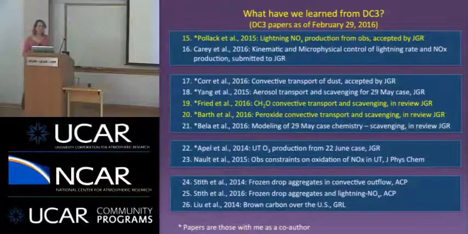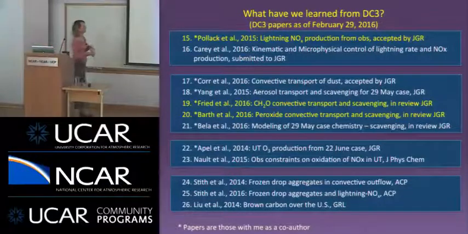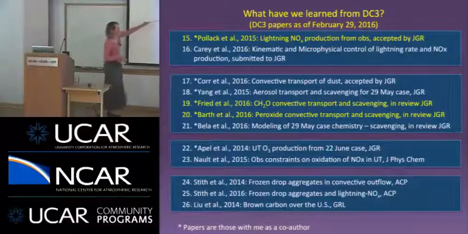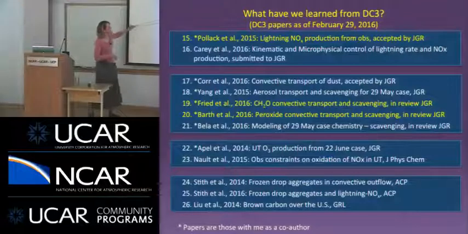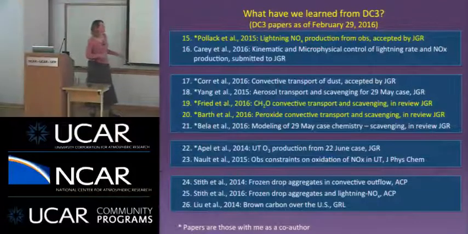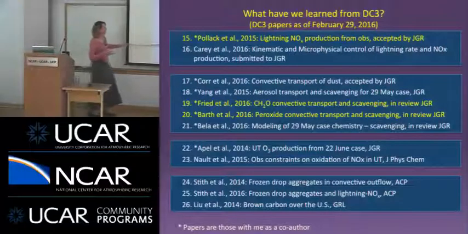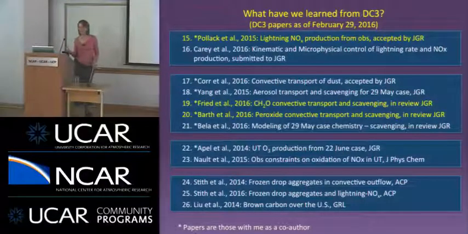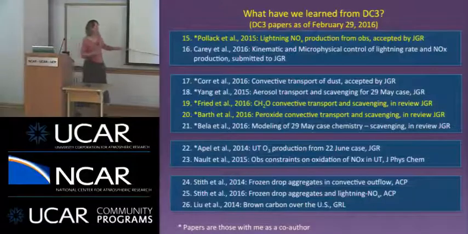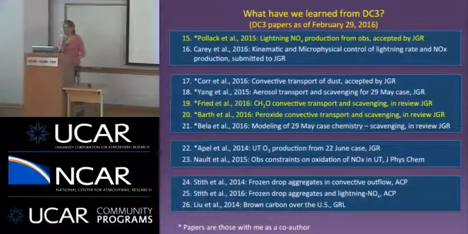I'm going to spend a little bit of time talking about convective transport of the peroxides and formaldehyde, but there have also been studies looking at the aerosol convective transport as well. There have been a couple of studies looking at chemistry in the upper troposphere, and then some studies looking at cloud physics of some of the storms, as well as the aerosol distributions of brown carbon.